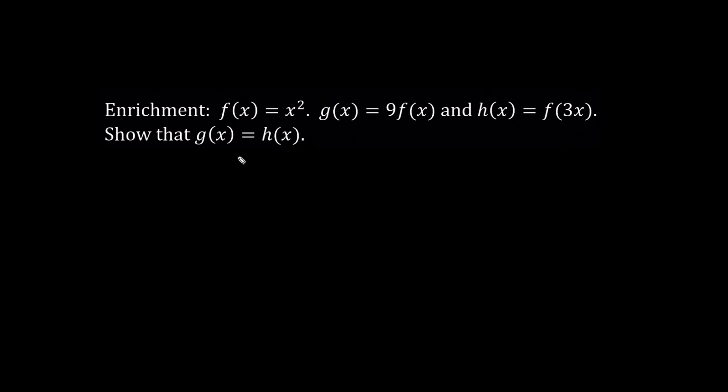For enrichment, let's show that g of x equals h of x here. Now what is g of x? G of x is 9 times f of x, which is x squared. So we have g of x equals 9x squared. What is h of x?